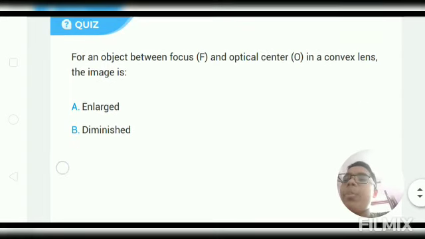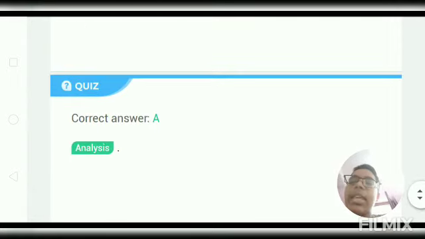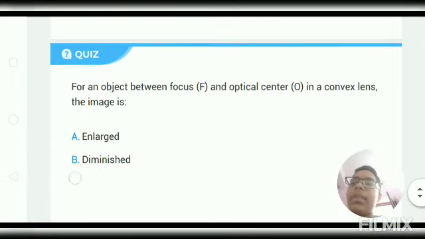For an object between focus and optical center in a convex lens, what is the nature of the image? Is it enlarged or diminished? It is an enlarged image. We get a virtual, erect and enlarged image.